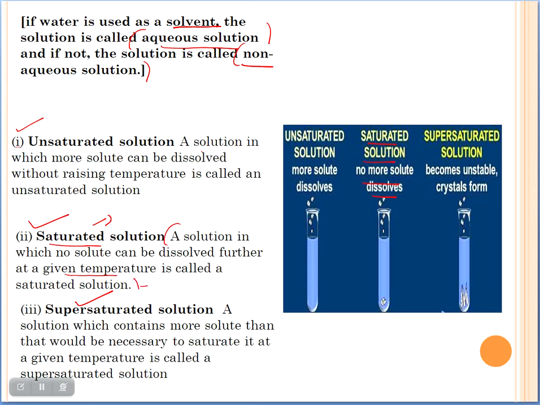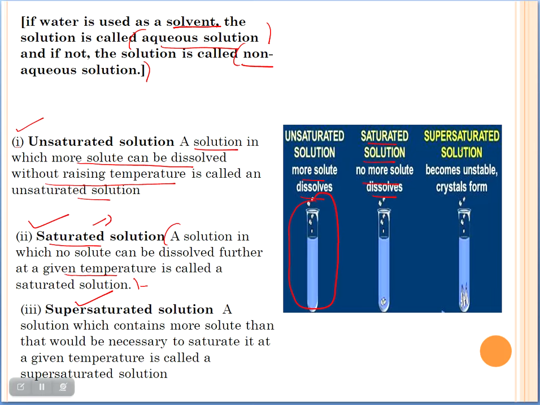Unsaturated solution: a solution in which more solute can be dissolved without raising the temperature. More solute can be dissolved. It has the capacity to dissolve more solute. That is called the unsaturated solution.